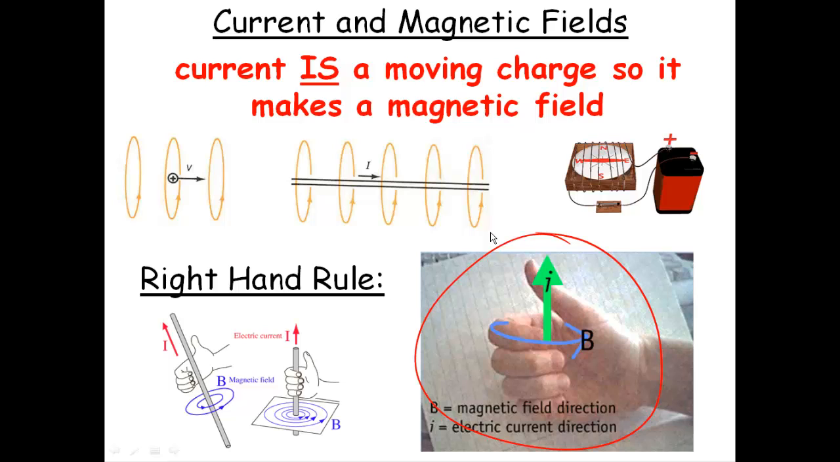So we can determine the direction of the magnetic field based on the direction that we send current through a wire, or vice versa. If we know the direction of the magnetic field, we can determine the direction of the current.